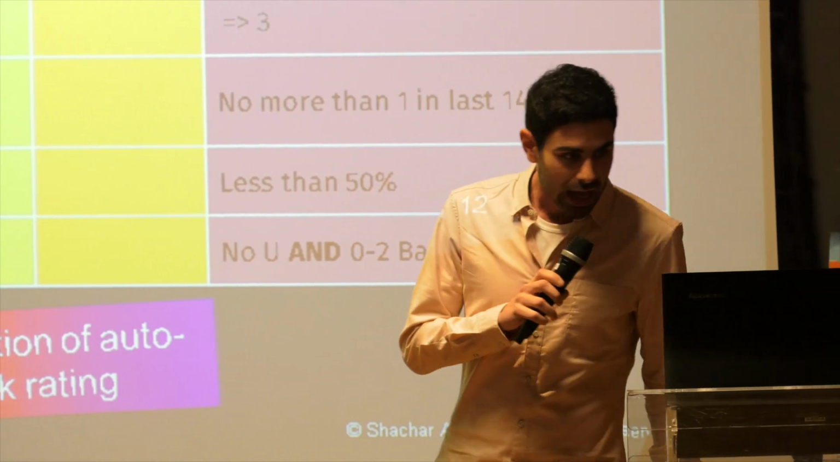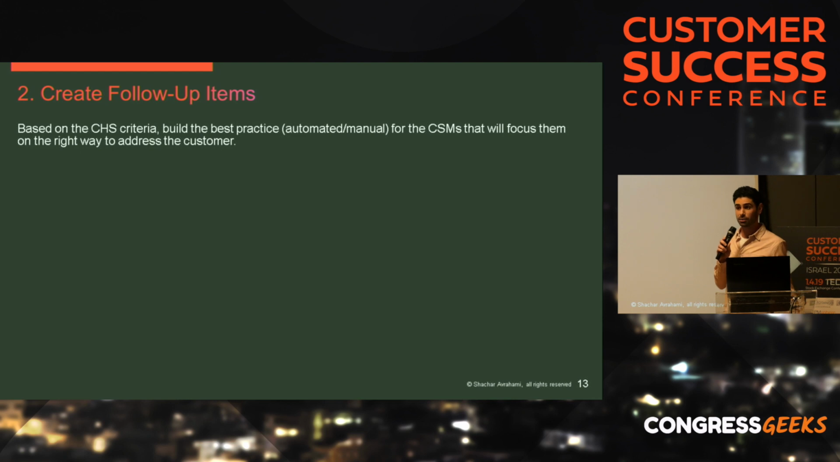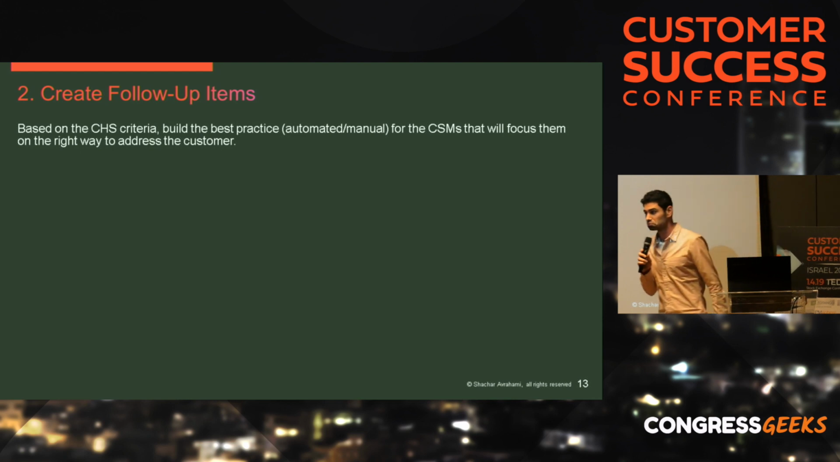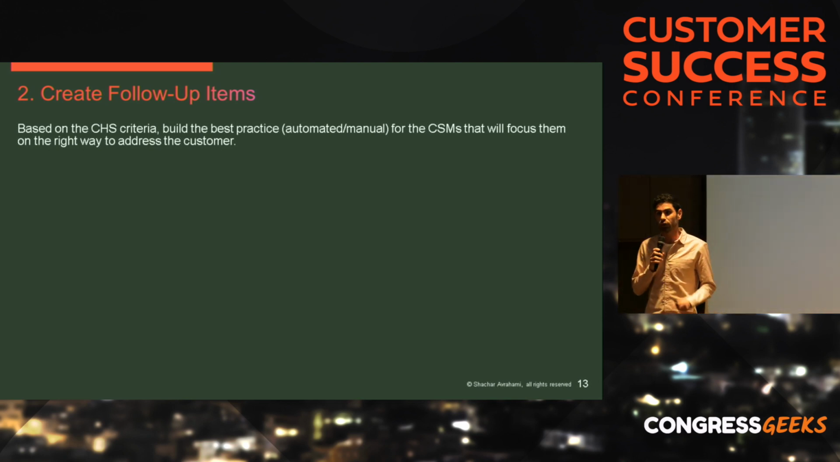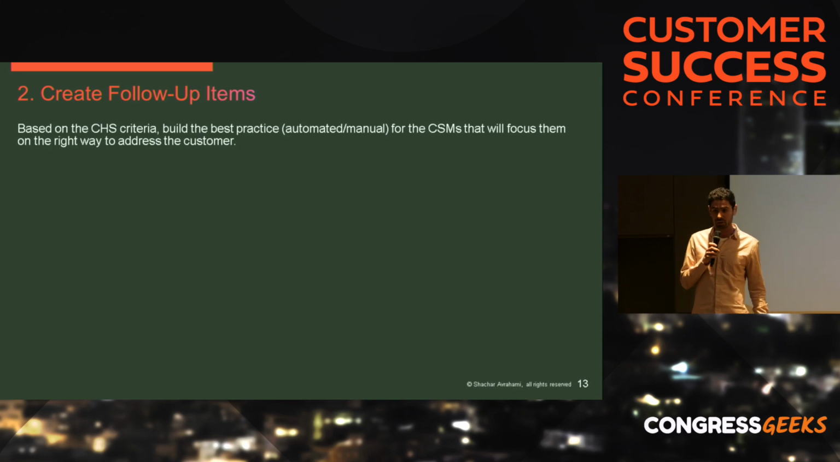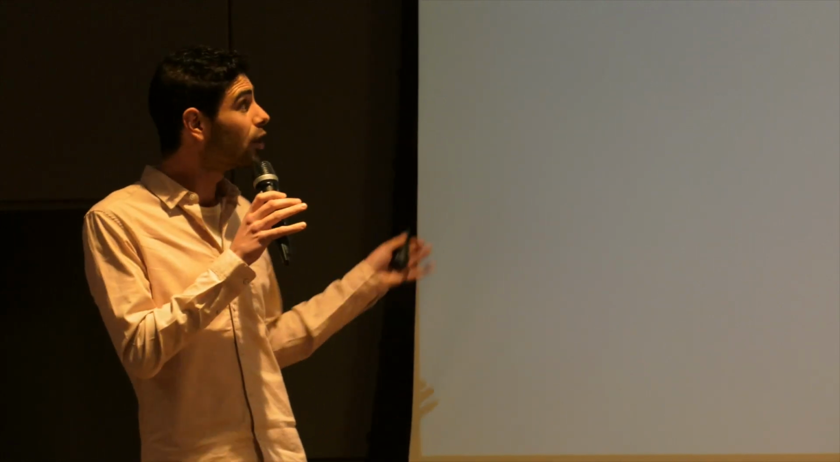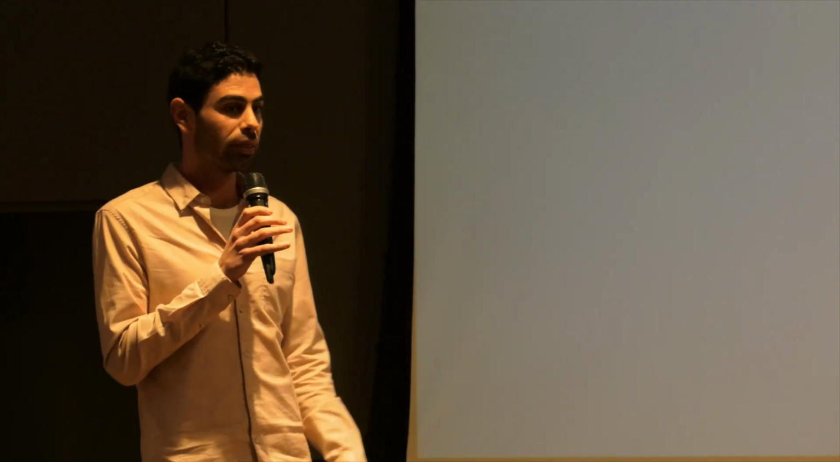After that, the second step is to create follow-up items. So we mark criteria. What we need to do now is to provide a best practice to the CSM, what we expect them to do in each and every one of the criteria. So we have a common knowledge. People do stuff that we know is more successful, so we can either automate it or provide them what we recommend them to do.